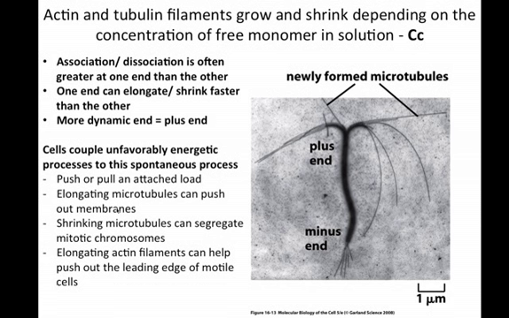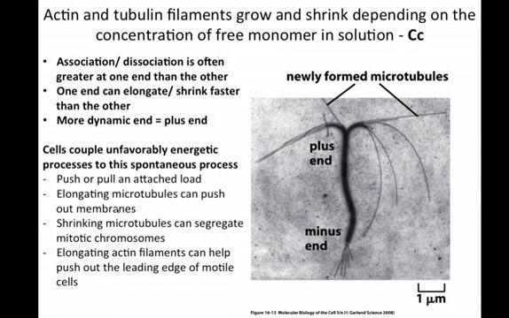Okay, so you could think of the plus end as the more dynamic end, because that's where things are more readily being added. Cells favor these energetically unfavorable processes over this spontaneous process of growth and disassembly, so you can use it to push or pull an attached load. My favorite example is always chromosome segregation, because you have attachment of proteins to your chromosomes, and then you have catastrophe, or rapid disassembly, of your microtubules in your mitotic spindle, and that's what pulls the chromosomes apart.